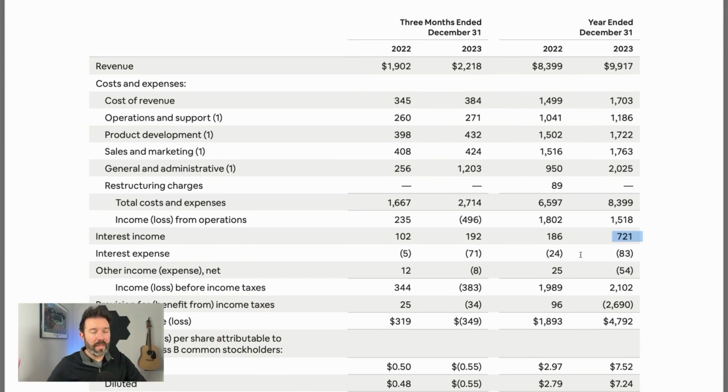So great that they not only have a great balance sheet, but also an added benefit that they get to invest the billions of dollars that are being held on behalf of customers, and just a nice little income stream there for Airbnb on top of the core business.